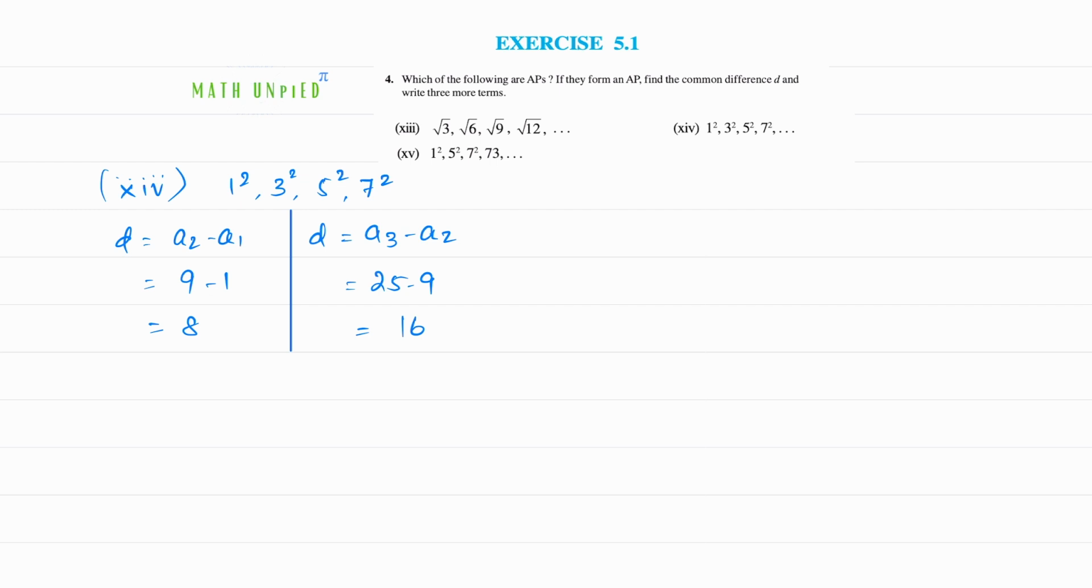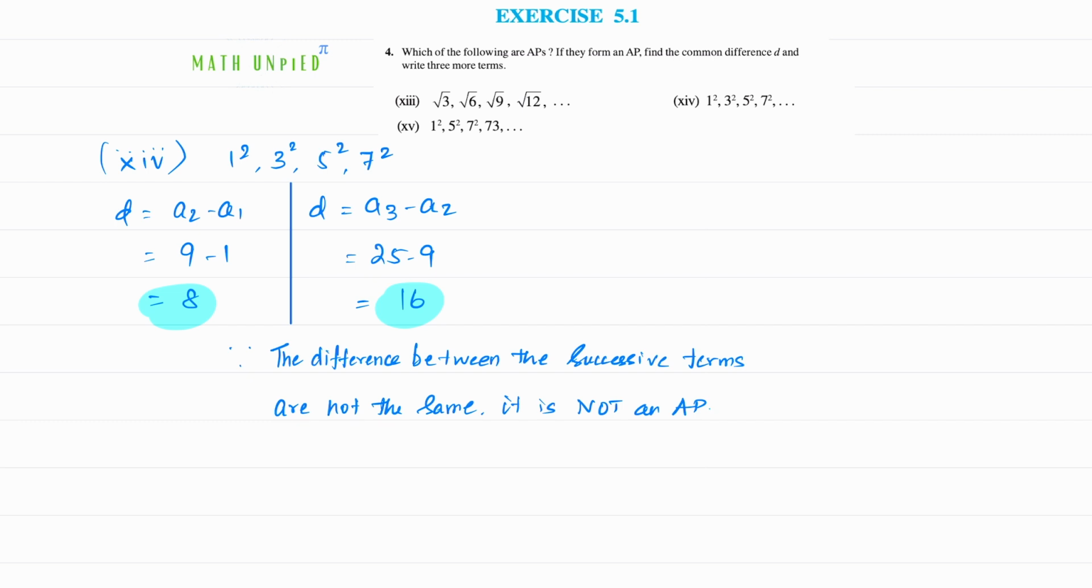Now clearly the difference is not the same, so we can conclude that this is not an AP. So as usual, we'll conclude, since the difference between the successive terms are not the same, it is not an AP.